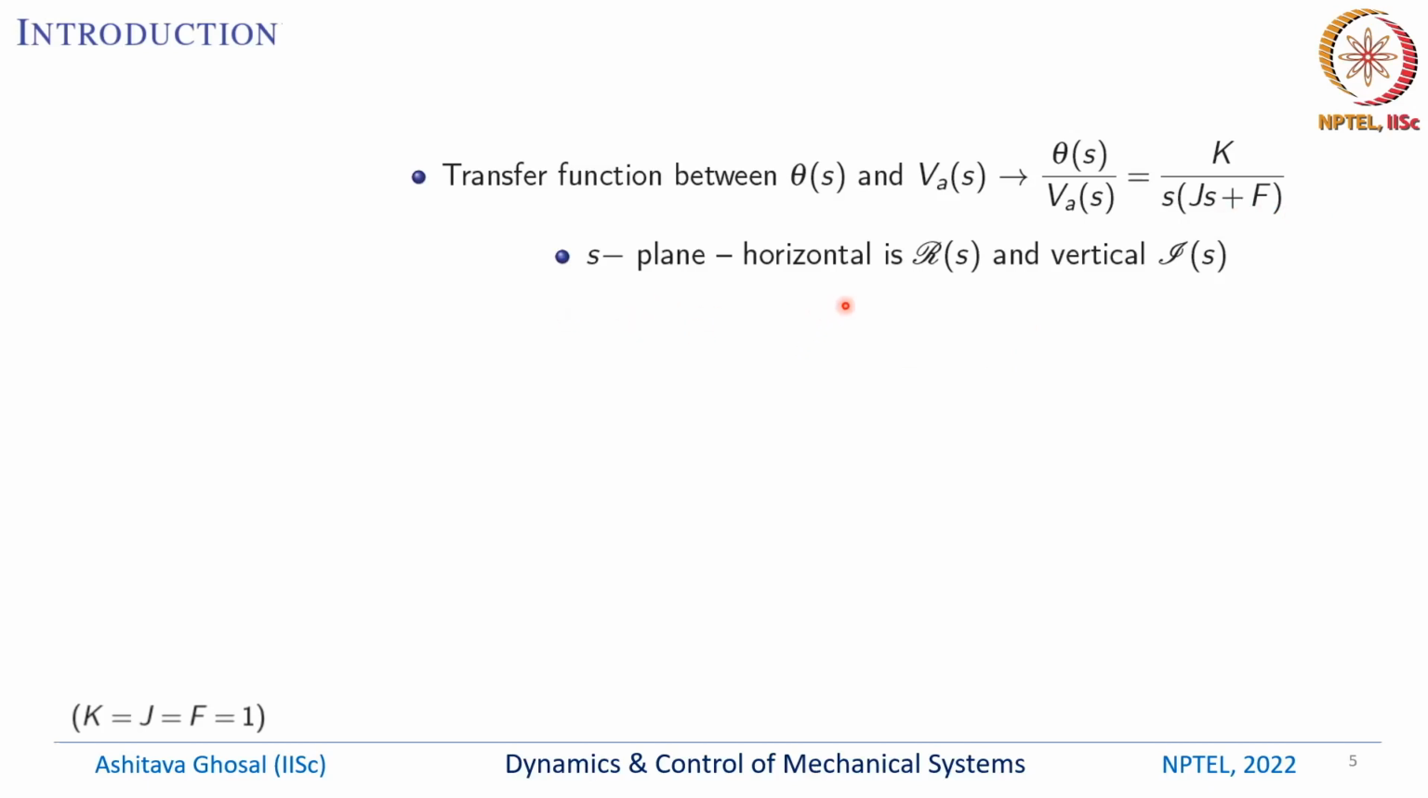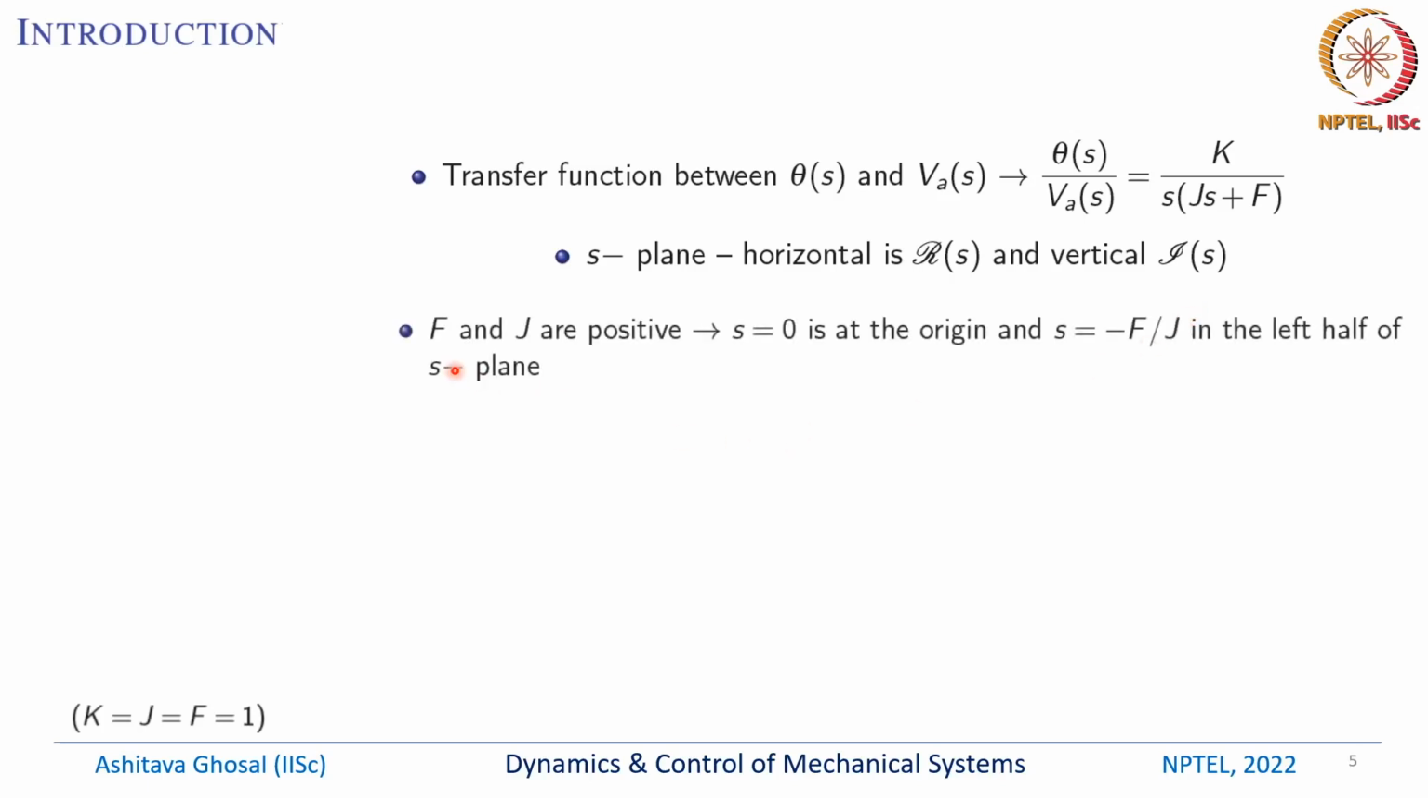So the s-plane consists of a horizontal axis, which is the real axis, and a vertical axis, which is the imaginary axis. So f and j are positive in this transfer function. Hence the two roots of the denominator are s equals 0, which is at the origin of the s-plane, and s equals minus f by j, which is in the left half of the s-plane. Why left half? Because j and f are positive, so s equals some minus number.